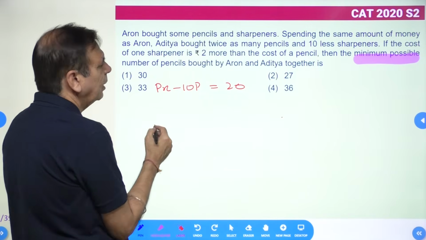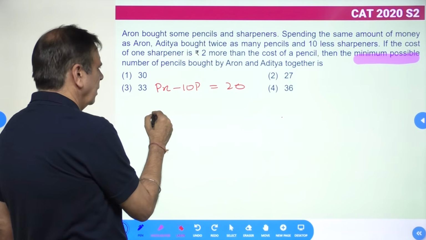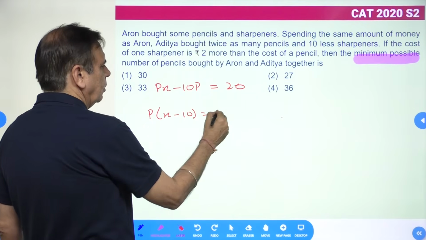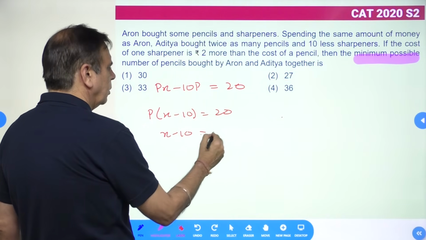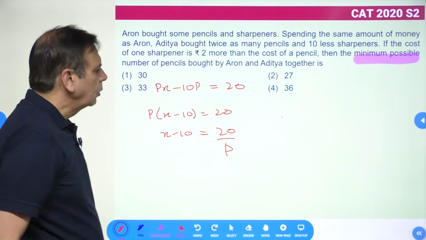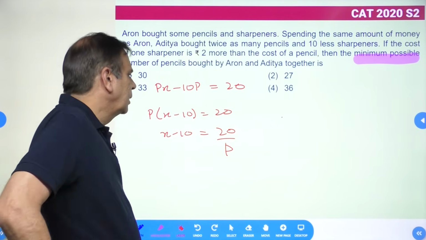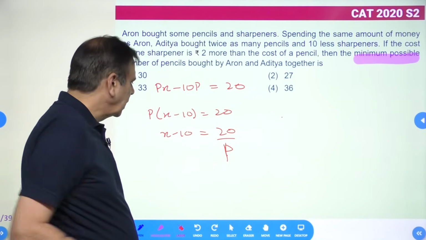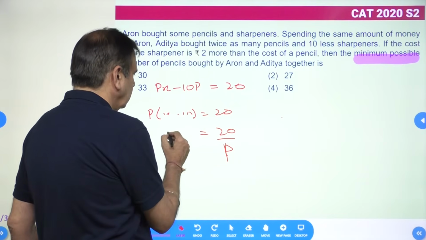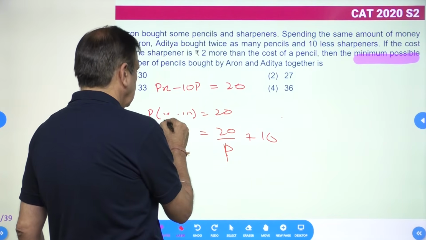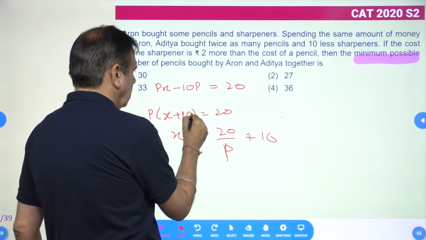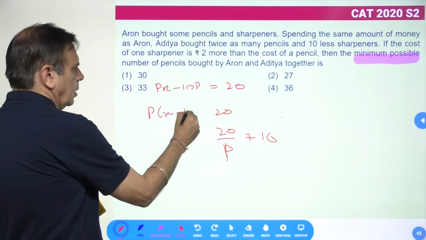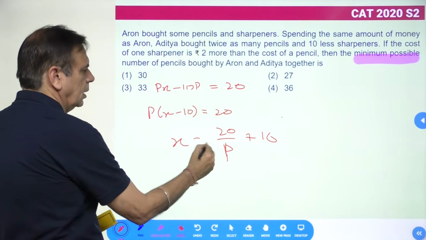So let's take p common. What do we need to find? We are interested in x ultimately. So we can say P into x minus 10 is equal to 20. So x minus 10 should be equal to 20 upon P. Okay, we are looking for the minimum possible number of pencils bought by Aditya. Aaron's pencils are x, so I can say x is equal to 20 upon P plus 10. Okay, that is done.